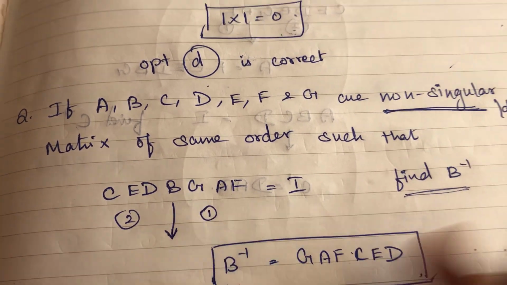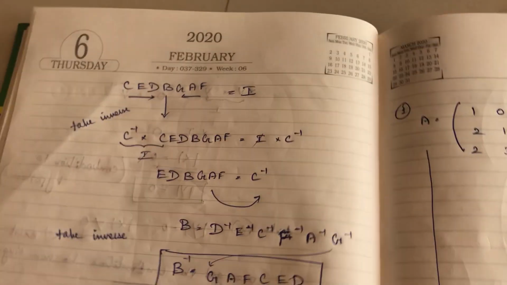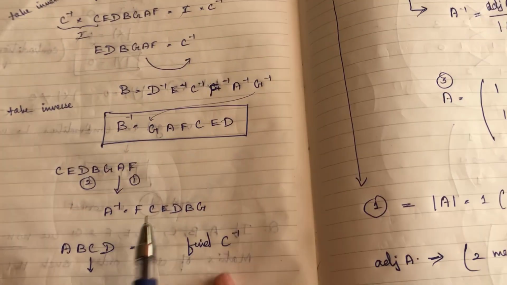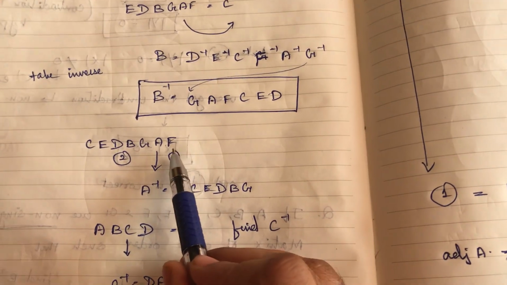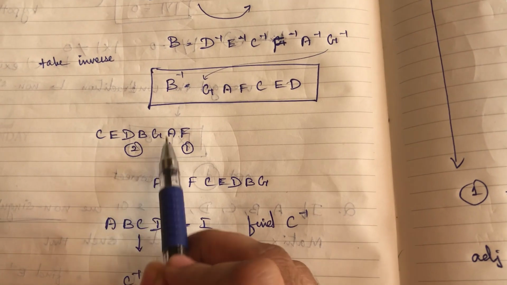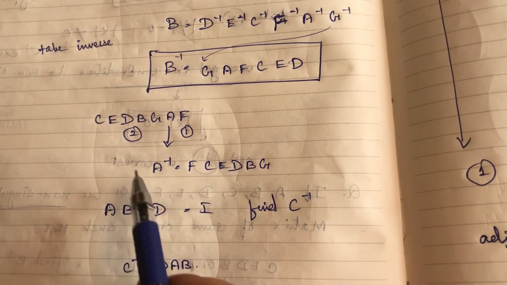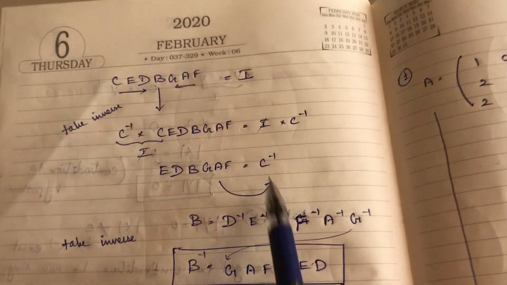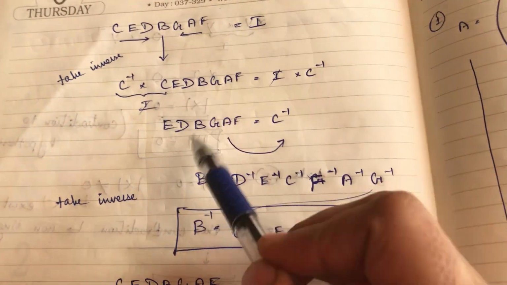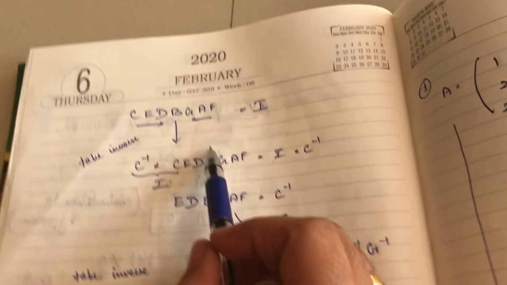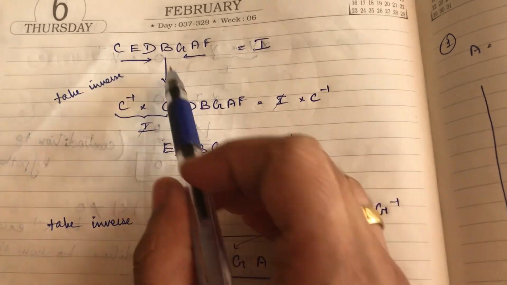If they ask for A, you can easily write the right elements and then the left elements: F, C, D, E, B, G. You can easily write this. Okay, so how is this coming? Let me show it in a single step.